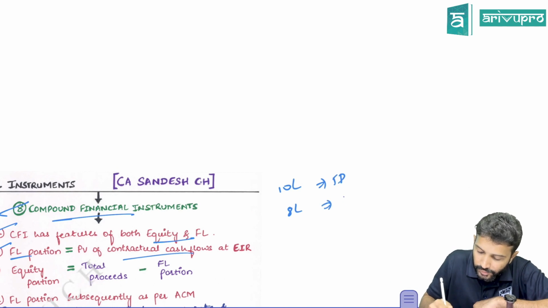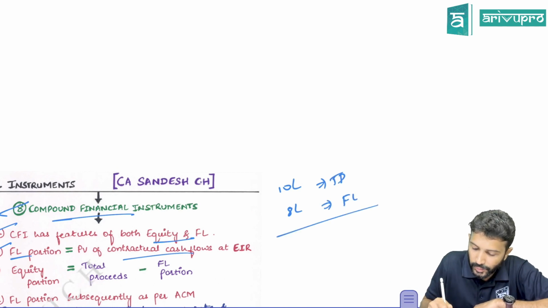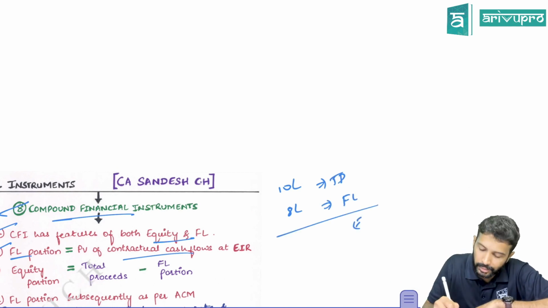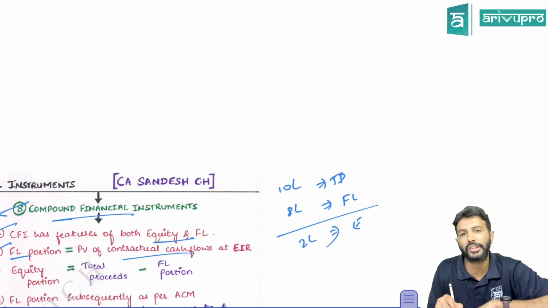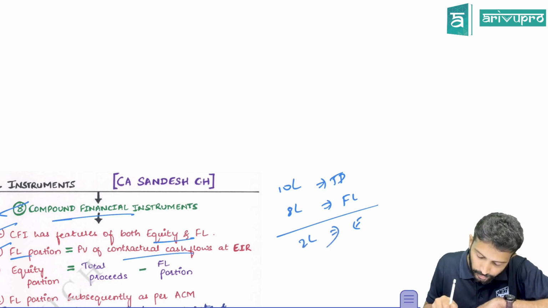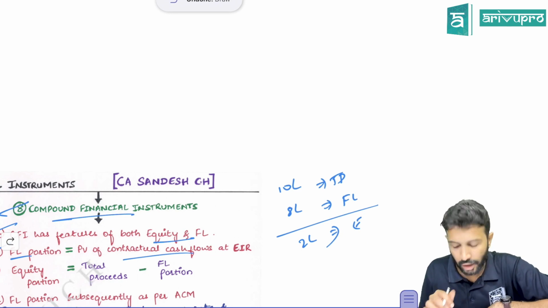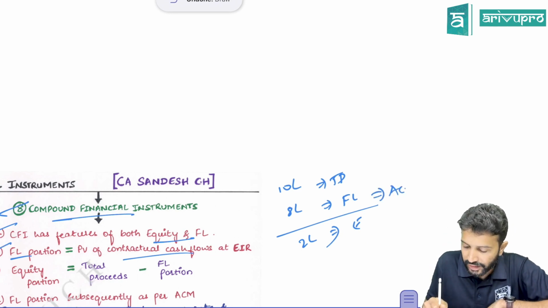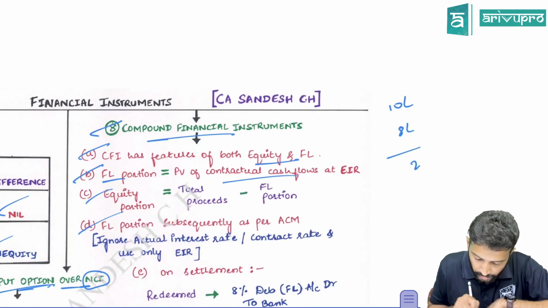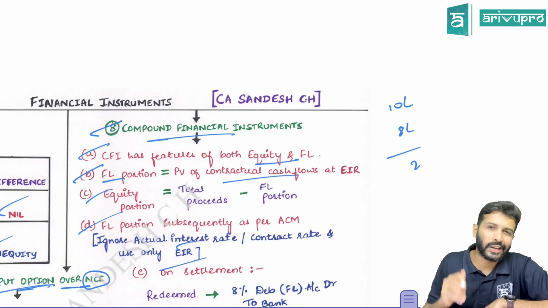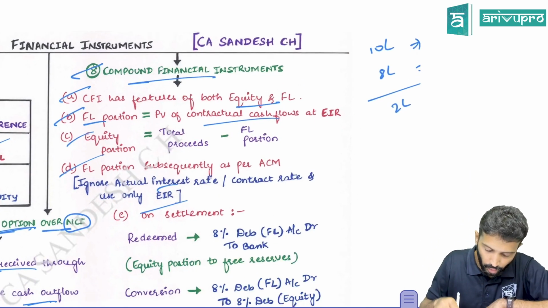This represents your financial liability portion. The difference between the transaction price and the financial liability, here in this example 2 lakh, will represent your equity portion. For the equity portion, there is no subsequent remeasurement. For the financial liability, you go for amortised cost accounting. That's all. And in amortised cost accounting, you book the interest using the effective interest rate. That's what I've told.